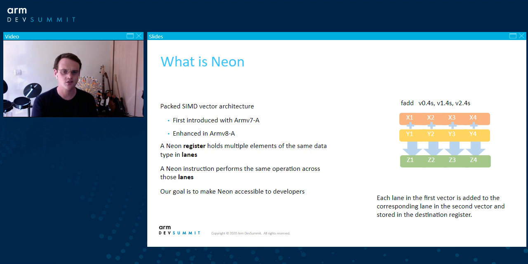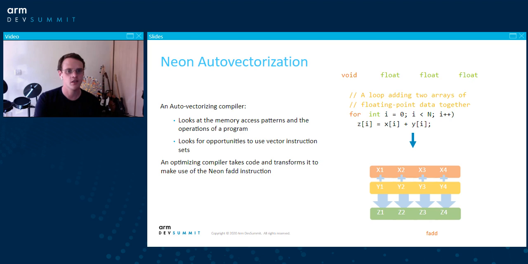Our goal is to make Neon as accessible as possible to developers, and in turn, to allow as much user code as possible to make good use of the Neon instruction set. In my team at Arm, we spend a lot of time thinking about how we can do that. By far, the most convenient way to use Neon is to just let the compiler make good use of it on your behalf. The technology that allows this to happen is called auto-vectorization. An auto-vectorizing compiler looks at the memory access patterns and operations of a program and looks for opportunities to make use of a vector instruction set.